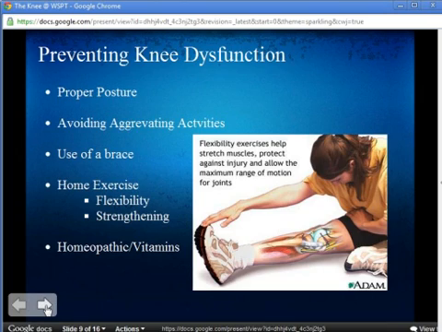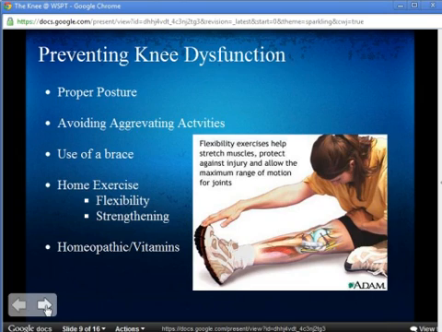So being informed is worth 1,000 cures. Prevention is worth 1,000 cures, like the old saying goes. And even people that have an injury can also prevent it from getting worse, if not getting better. So let's go over a few things to prevent knee dysfunction and any type of knee condition.